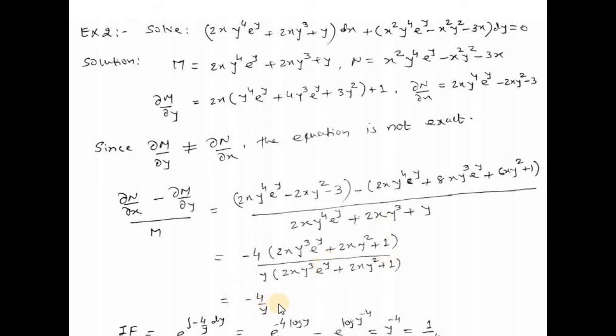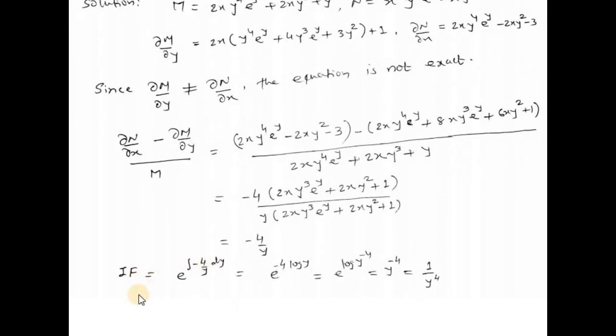So case 2 can be applied because this is a function of y. So now the integrating factor will be e raised to integration f of y dy, which is e raised to integration of minus 4 divided by y dy. Now what is integration of 1 by y? It is log y, so it will be e raised to minus 4 log y, which can be written as e raised to log y raised to minus 4, which can be written as y raised to minus 4, which is 1 divided by y raised to 4.